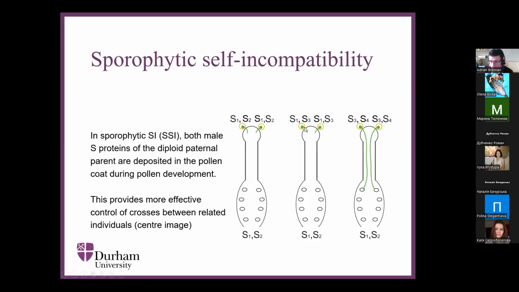And here in the case of crosses between relatives that might share a single S allele, because every individual pollen grain is now expressing both the S alleles of the father, they're being recognized by the S1, S2 tissue, and there's full incompatibility here. So there's more effective protection against crossing with relatives under a sporophytic system.